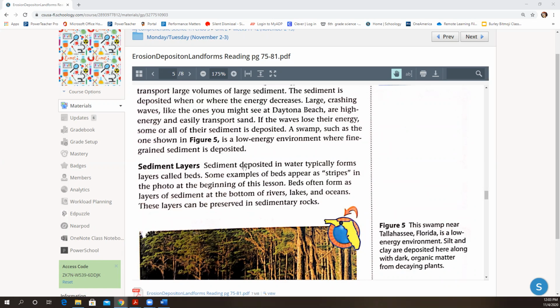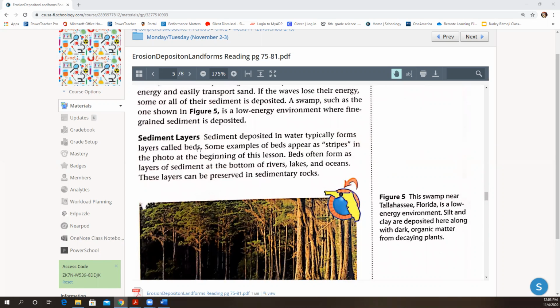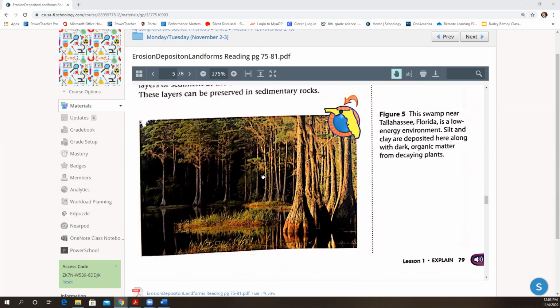Sediment layers. Sediment deposited in water typically forms layers called beds. Some examples of beds appear as stripes in the photo at the beginning of the lesson. Beds often form as layers of sediment at the bottom of rivers, lakes, and oceans. These layers can be preserved in sedimentary rocks.